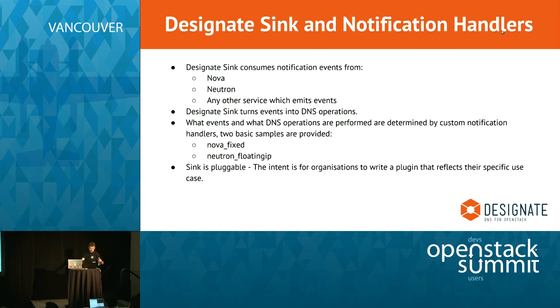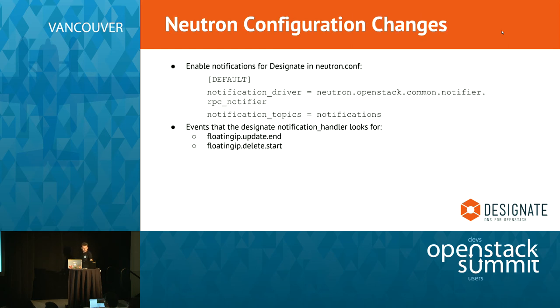So I've actually talked through that already. The intent, as I said, is that organizations write plugins that reflect their specific use case, because it's always different. To actually get this working, you drop into Neutron and tell it about the notification driver and the notification topics. One issue we often find when people are trying to set this up is they also have Ceilometer set up. If you have Ceilometer, then the current notification topic will be used by Ceilometer. That's a comma-separated list, so put a comma and add another one.